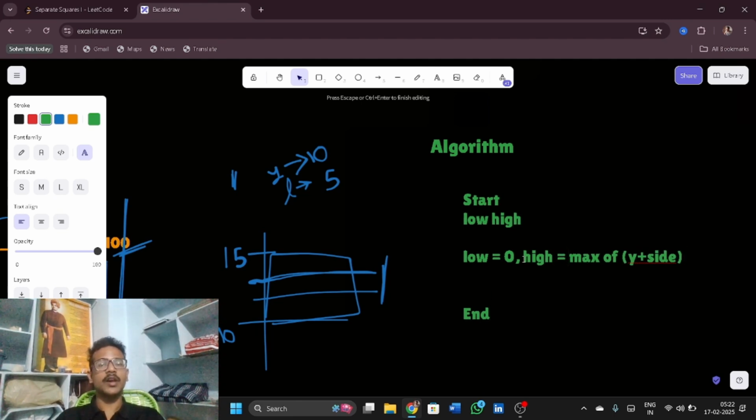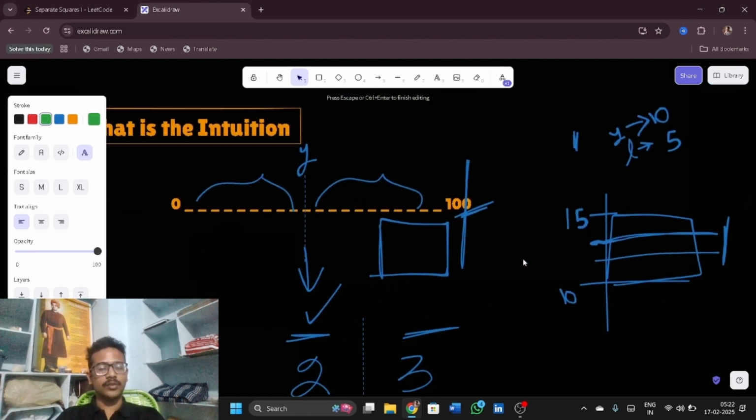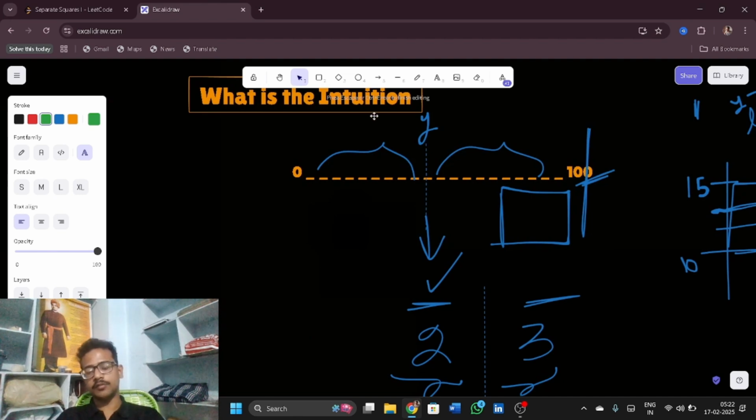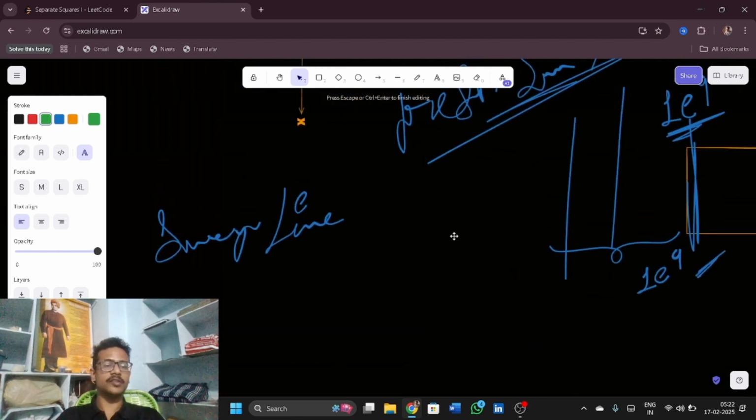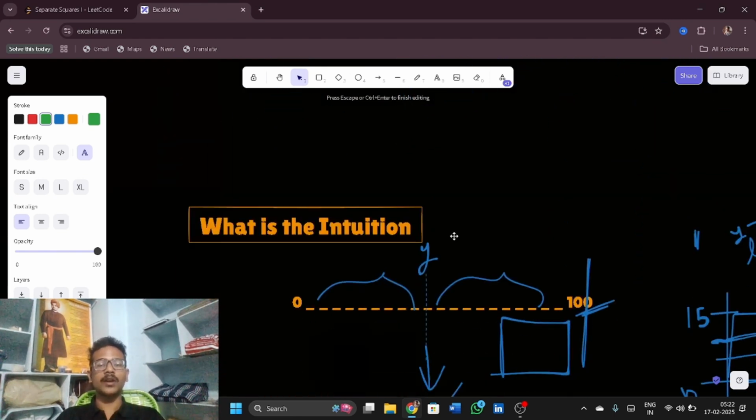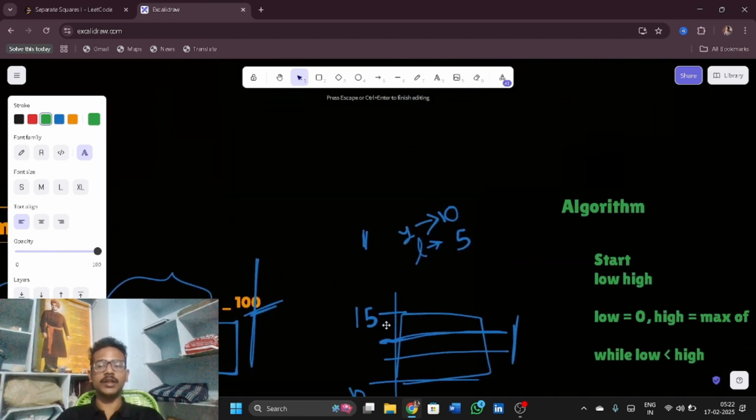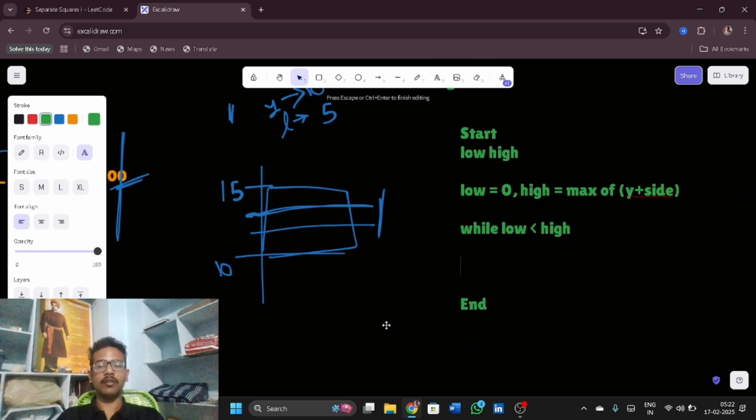After that, this binary search will start with while low is less than high. Now, here comes the question. You're not taking any left side or right side, not even using the sweep line algorithm. How can you get your area? For that, every time I'll go through every square, and then I'll find out the upper area and lower area.